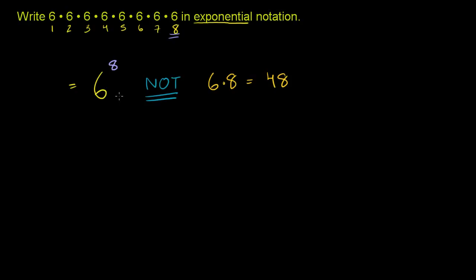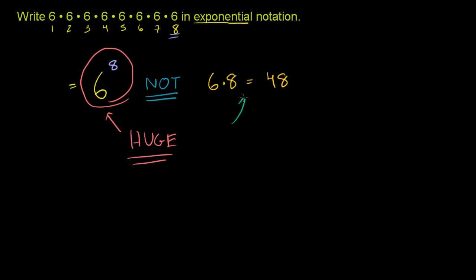This number right here, it's worthwhile to point out, is huge. This number right here, not so huge. It is not huge. So don't get confused. If you see 6 to the 8th power, it's 6 times itself 8 times, not 6 times 8.